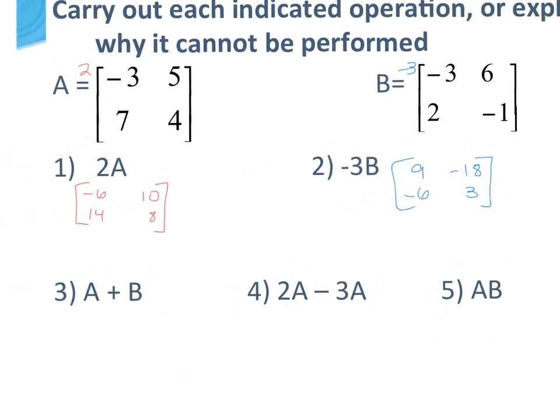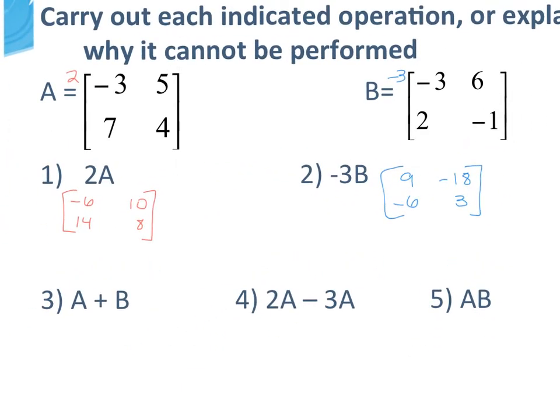And then when you get to 3 and 4, this is where you have to check to make sure it can be done. These are both 2 by 2s, which means that they can be done. And you just add the corresponding cells. So negative 3 plus negative 3 is negative 6. 5 plus 6 is 11, 7 plus 2 is 9, and 4 plus negative 1 is 3.